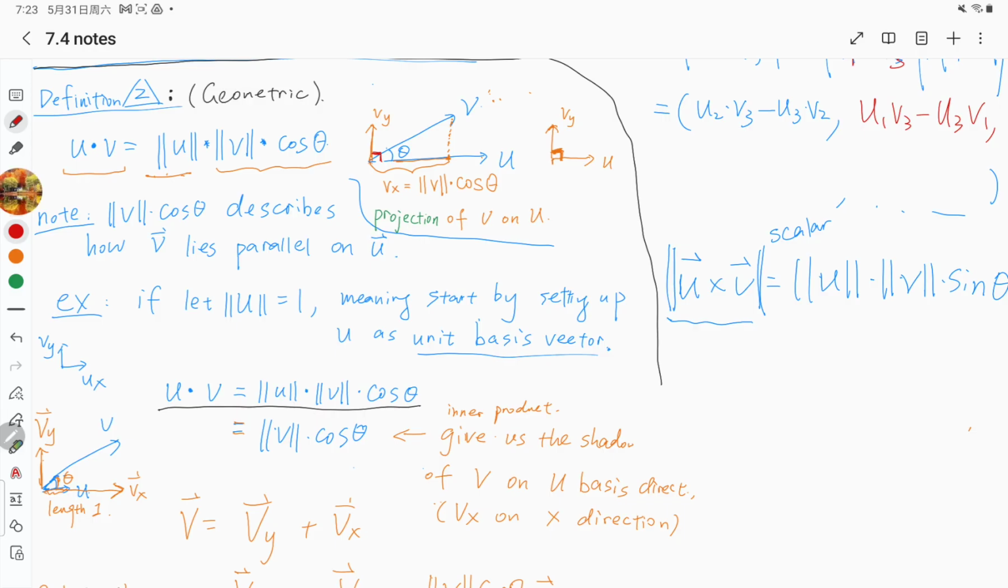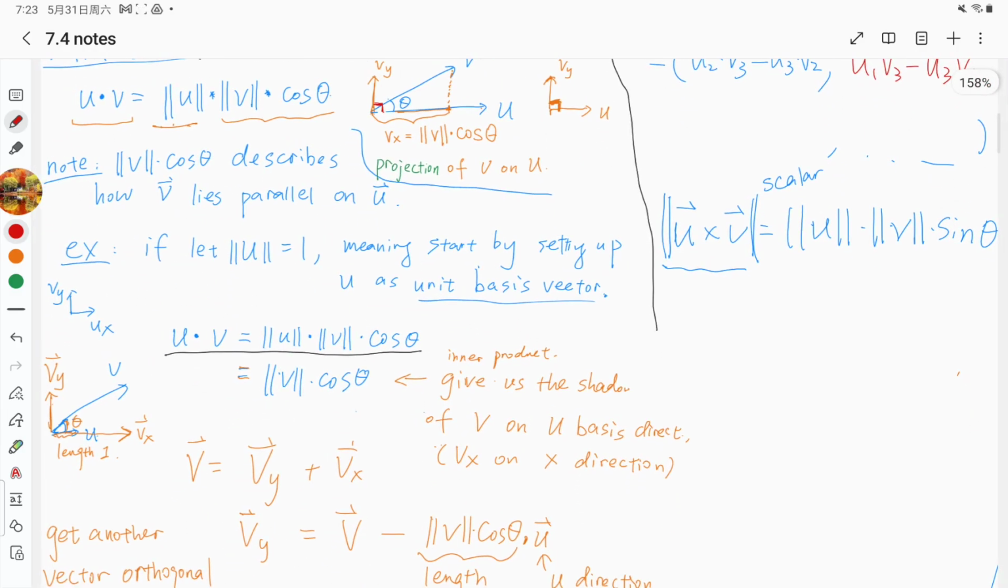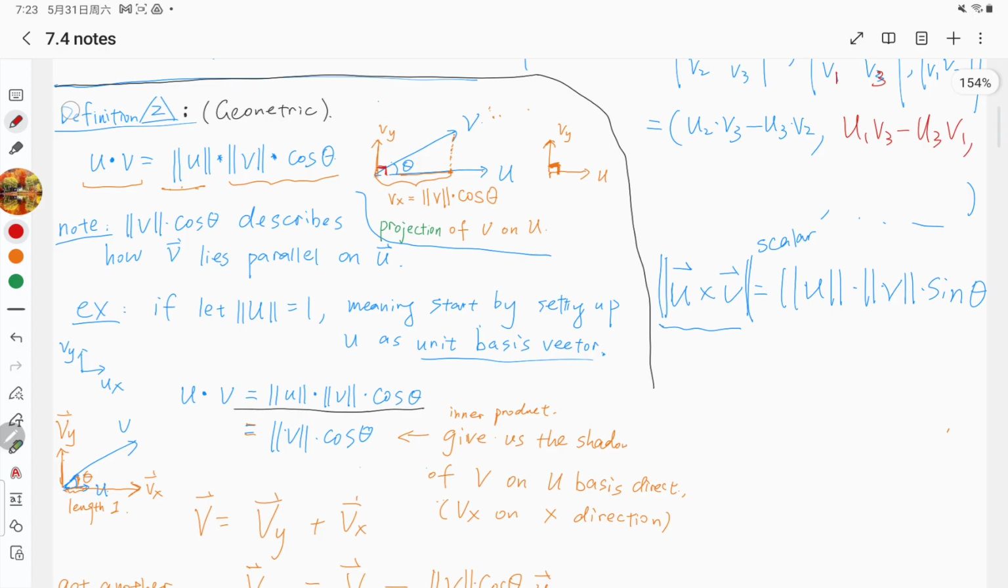All right. So again, how the inner product in its geometric definition is useful is that U times V is, so again, we're just plugging in this definition here. We just manually plug in, nothing complicated. So this is the norm of U times the norm of V, and then times cosine theta, right?